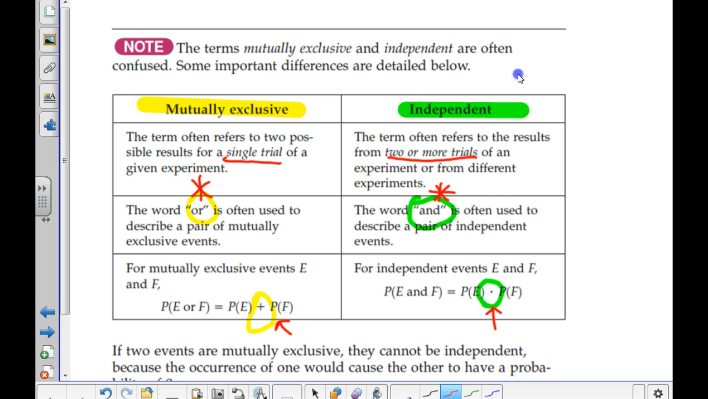This chart is on page 868. If you have any trouble, you can refer to that, okay?